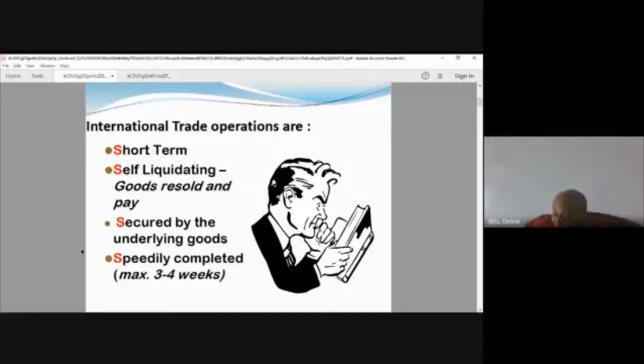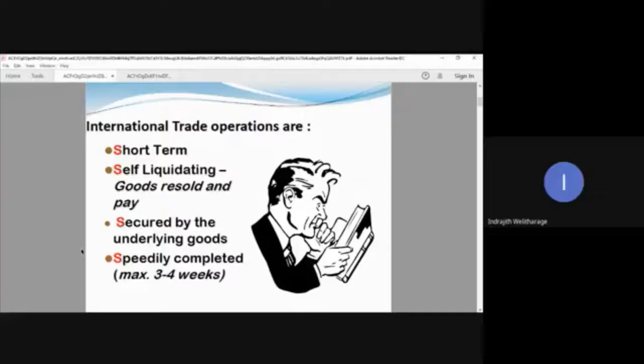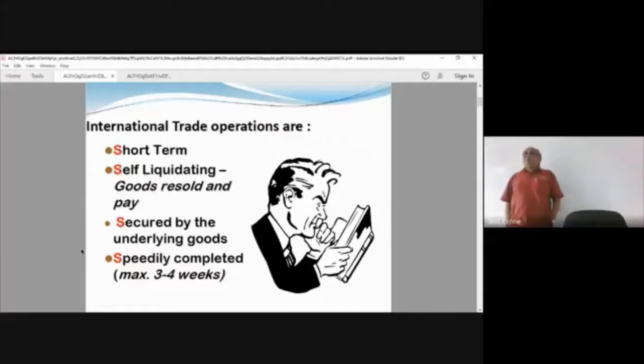Even in DC transactions, the goods are consigned to the bank. How? The BL is consigned to the bank. So even if my customer doesn't pay me, I can get the goods cleared and sell them outside and recover my money. Sometimes maybe much more than my outstanding, or maybe a little less than outstanding, but not a total loss. Then speedily completed.